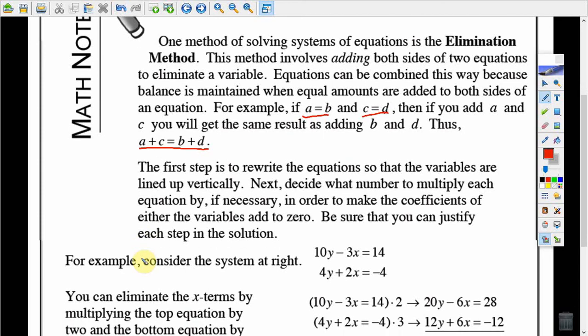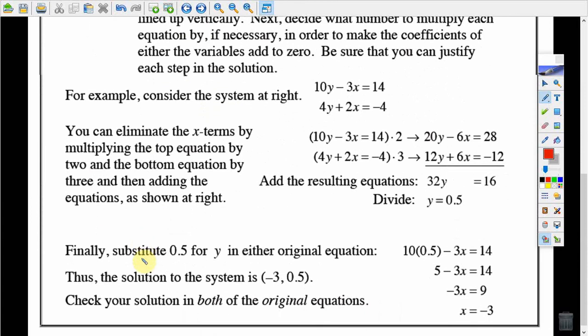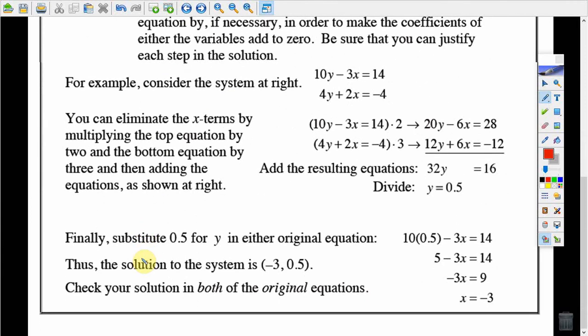Alright, for example, consider the following system. We have 10y minus 3x equals 14, and 4y plus 2x equals negative 4. So if we want to get rid of the x terms, then we need to set this up so that these have the same coefficient with opposite signs. So we want to turn this negative 3 into a negative 6, and we want to turn the positive 2 into a positive 6 so that when we add them up, they'll cancel. So we're going to multiply our top equation by 2 and our bottom equation by 3 to make that happen.